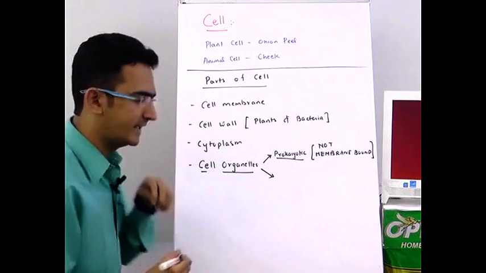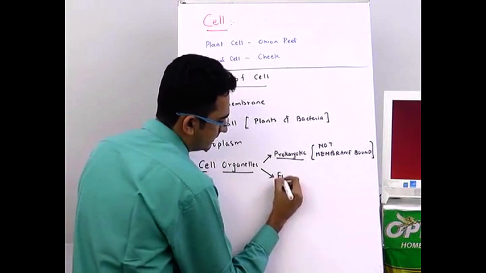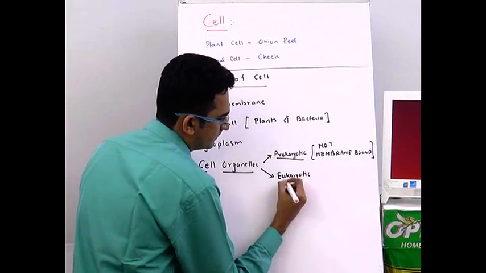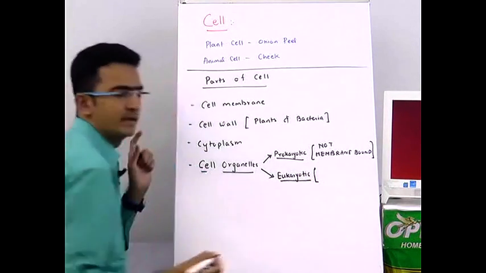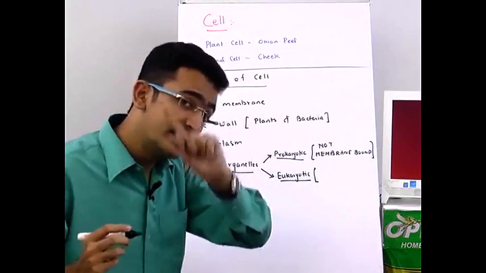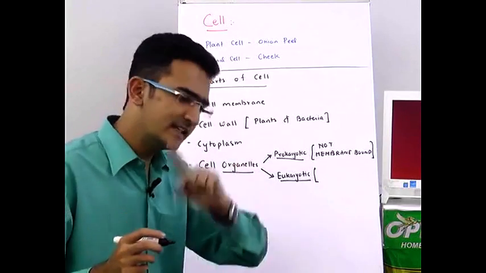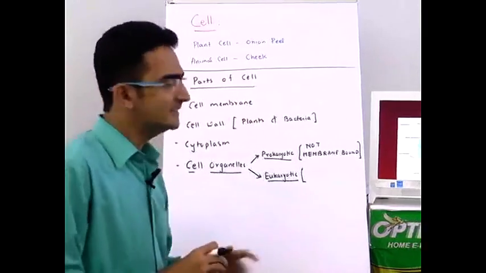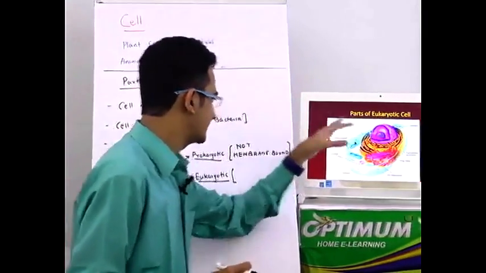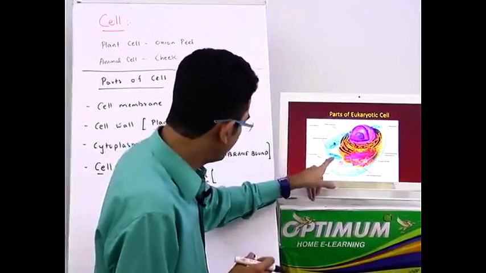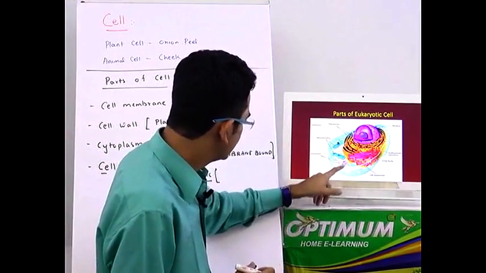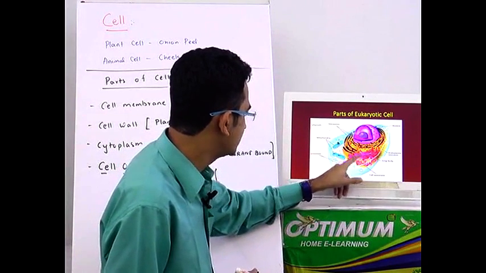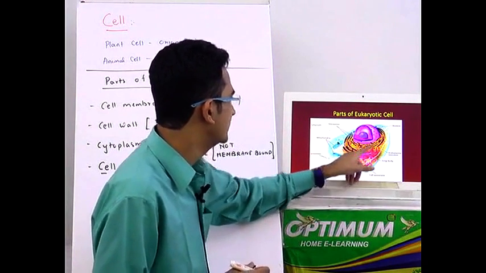Whereas in eukaryotic cells, every organelle has its own covering. The nucleus has its own covering. Let me show you this picture. Look at this picture. This is the picture of a eukaryotic cell. The mitochondria. Look at the borders. The lysosome. Look at the borders. Everyone has their own covering. This is Golgi. Look at the borders. This is endoplasmic reticulum. Look at the borders.